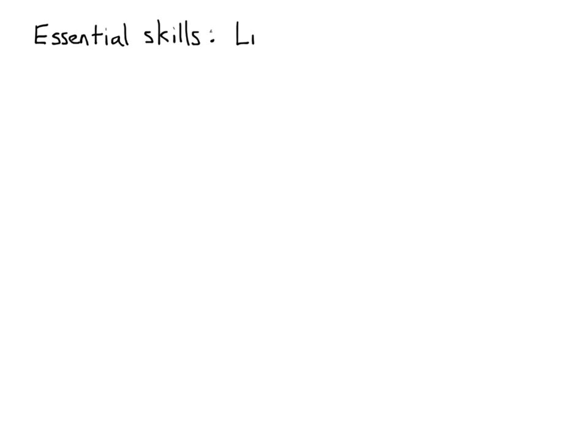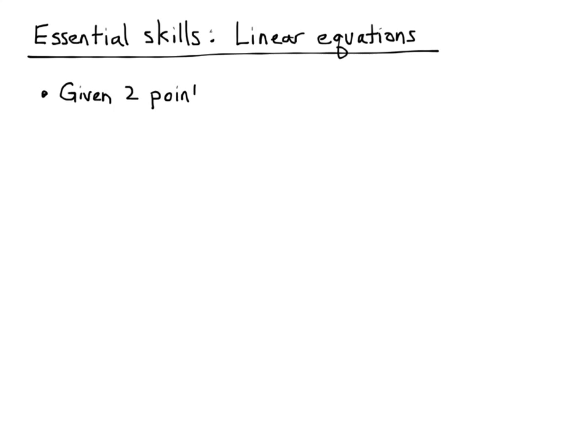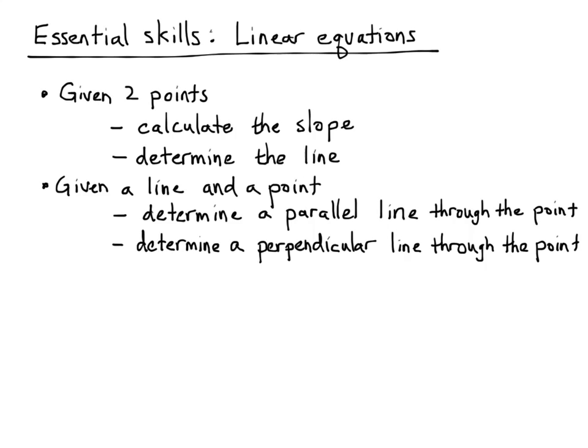So this is what I really, really want you to know about linear equations. Given 2 points, we should be able to calculate the slope and calculate the line. Given a line and a point, we should be able to determine a parallel line through the point and the perpendicular line through that point. Combining that with the first one, if I give you 2 points for a line and a third point that it's supposed to go through, just like that last example, you can calculate either parallel or perpendicular lines.